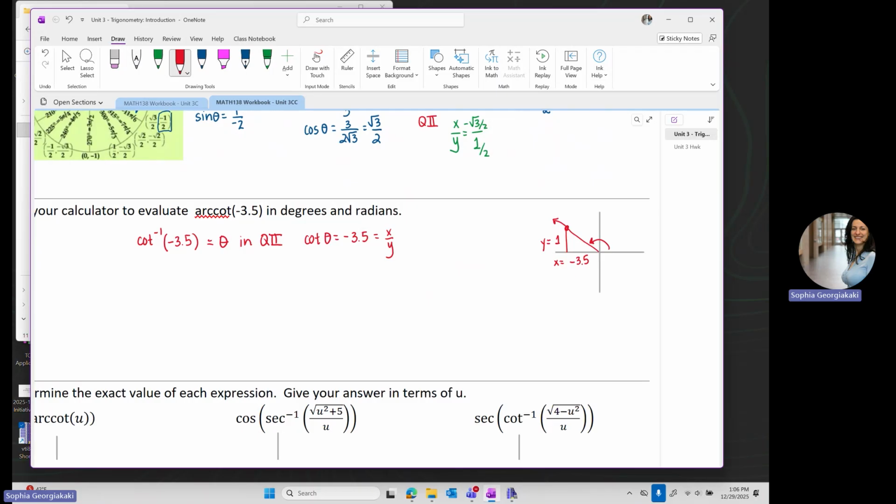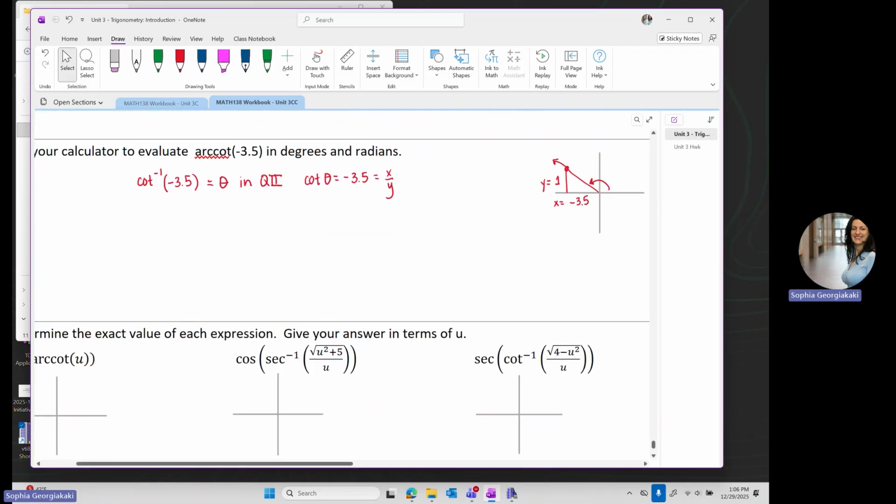Now, when I use my calculator, I don't have an inverse cotangent function. I only have an inverse tangent function, and the tangent of this angle is actually y over x, so it is 1 over -3.5. But this angle here will be some phi in quadrant 4. Because the inverse tangent function returns angles with negative tangent in quadrant 4.